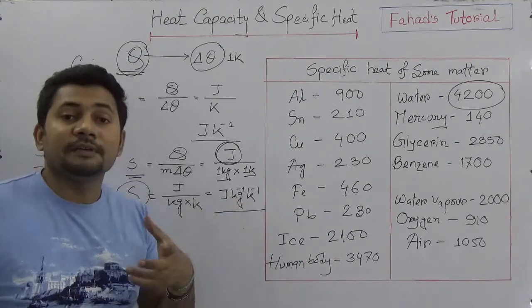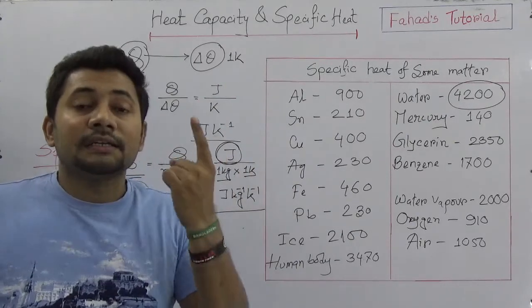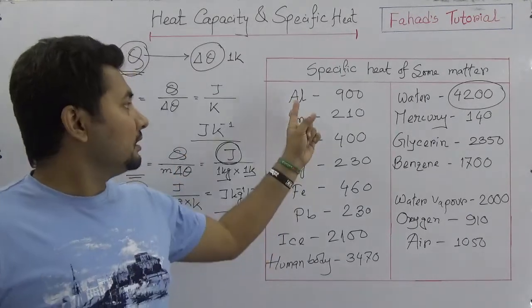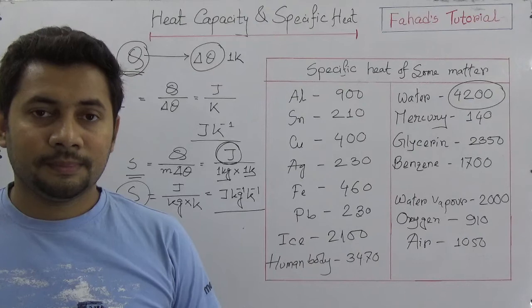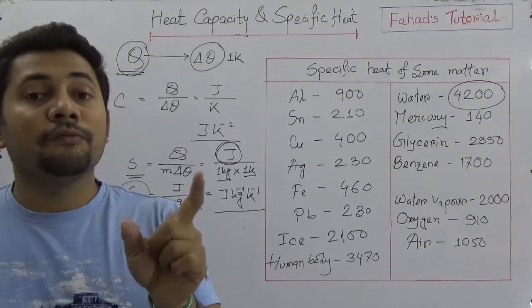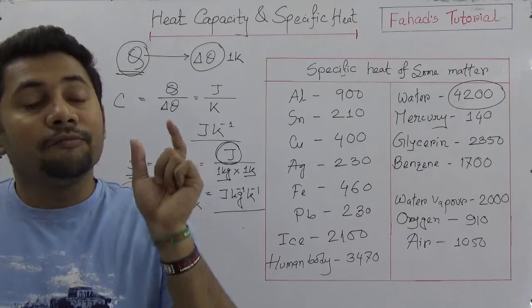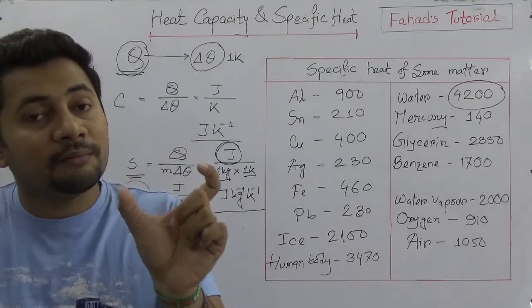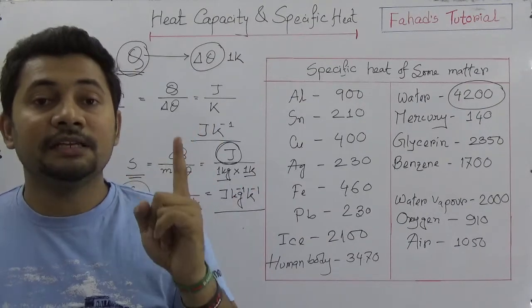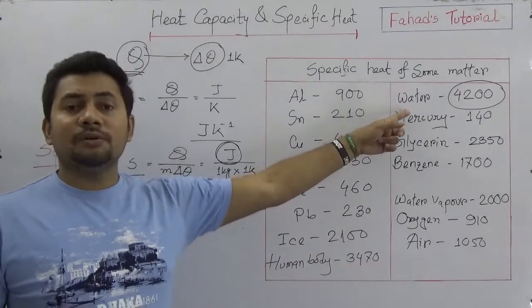Joule per kilogram per Kelvin. What does it mean? It means that to increase the temperature of 1 kilogram of aluminium by 1 Kelvin, it requires 900 joule. In case of water, the specific heat is 4200 joule per kg per Kelvin. It means that 4200 joule of heat is required to increase the temperature of 1 kg of water, or 1 liter of water, by 1 Kelvin. So that is why it's so high.